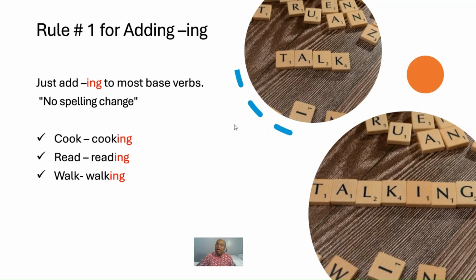Rule number one for adding ing: just add ing to most base verbs. You do not have to change the spelling of the base verb. Example: cook becomes cooking. Read becomes reading. Walk becomes walking.